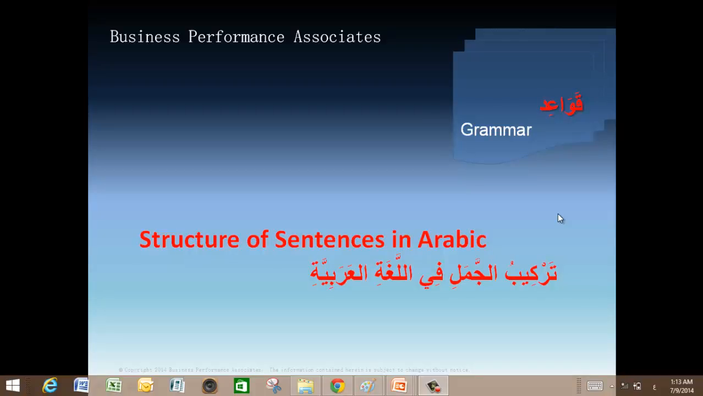This is section 2 of lesson 8. قواعد, grammar. Structure of sentences in Arabic. تركيب الجمل في اللغة العربية. تركيب means putting together or structuring together. الجمل sentences, في اللغة العربية in Arabic language.